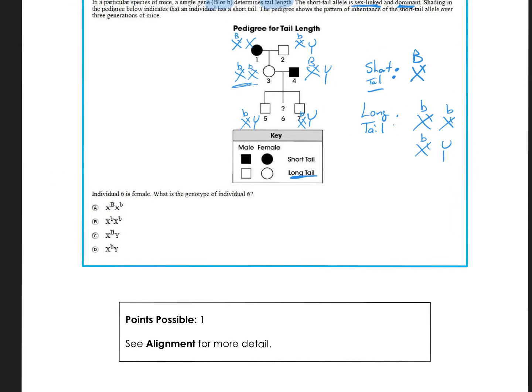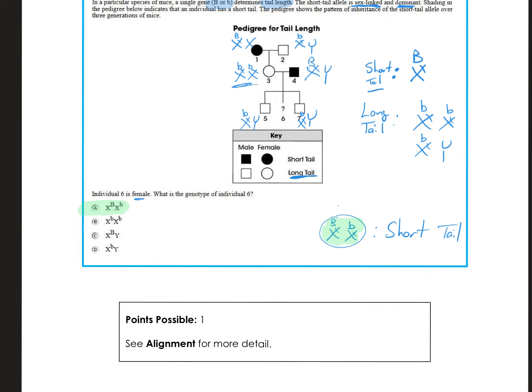Individual 6 is a female. So now we know she's a female. If she's a female, what would be her genotype? We know the dad gave her X big B. We know mom had to give her X little b. So she has to have a short tail. So what is the genotype of individual 6? Well, I just did it. It has to be X big B, X little b. It's A.